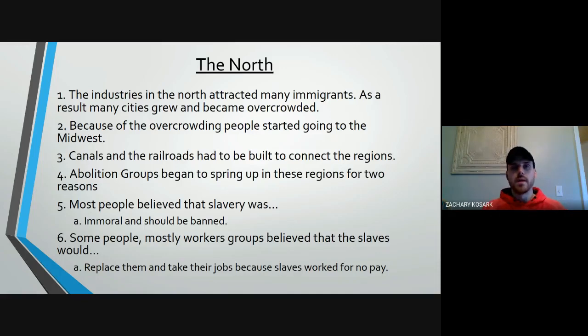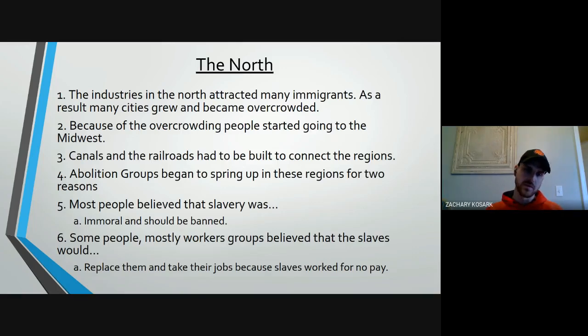Those people in the Midwest had to be connected to the people back north, not only to move themselves back and forth, but to move goods, anything that they wanted to sell. So canals, which are man-made riverways that connect places, and railroads were needed to connect those regions. Those things allow people to make money off of things that are not slavery based.